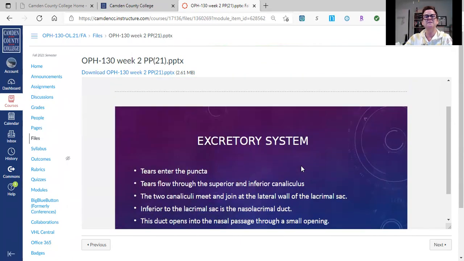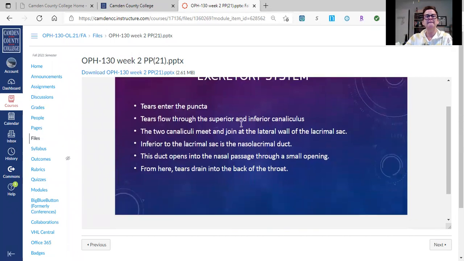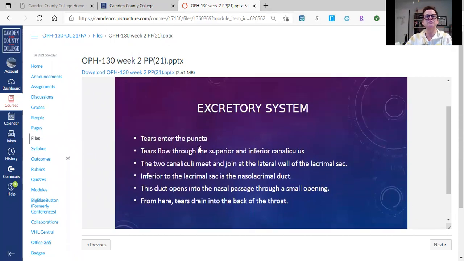Oh, I'm sorry, I skipped these slides. Here they are. All right, so take a look at these. Tears go through the puncta, they flow through the superior and inferior canaliculi. The canaliculi meet at the lateral wall of the lacrimal sac. Inferior to the lacrimal sac is the nasolacrimal duct. The duct opens into the nasal passage. This is why when we blow our nose, we can recover that dye. And then from here, the tears drain into the back of the throat.